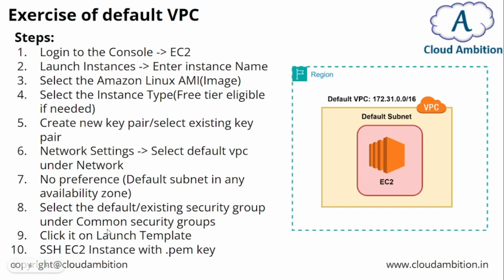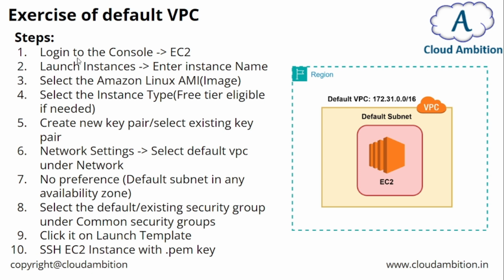And we are selecting the default AMI, which is the free tier Amazon Linux AMI, and also selecting the instance type which is free tier eligible. We can create a new key pair or use an existing key pair as per our choice. If you don't have an existing key pair, then you can create a new one. So these are the steps, and we will go step by step.